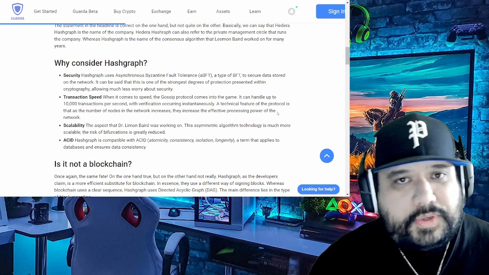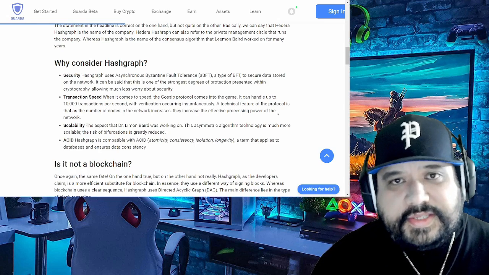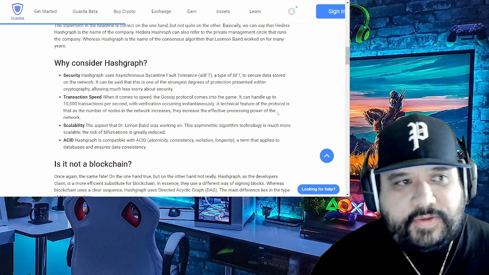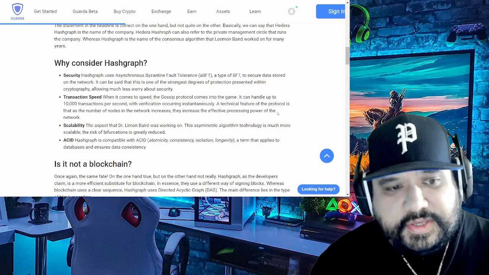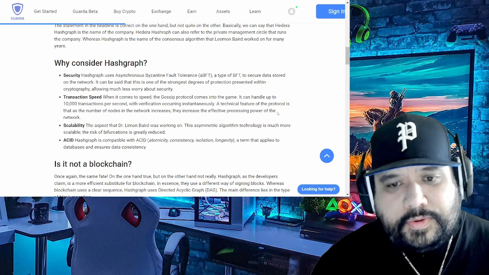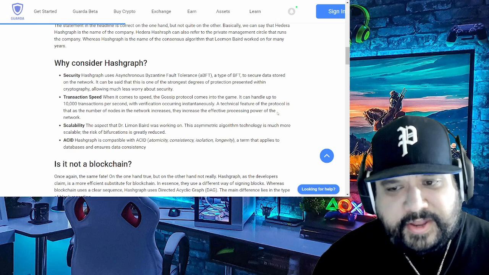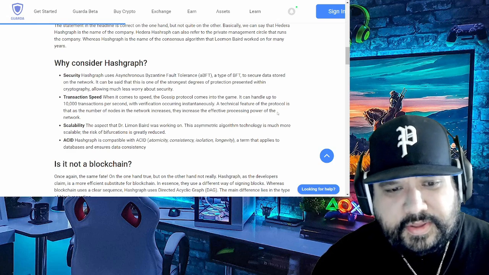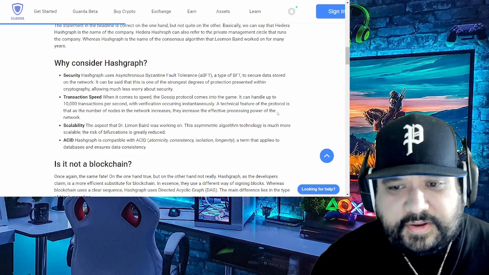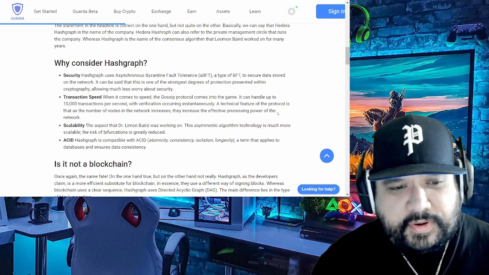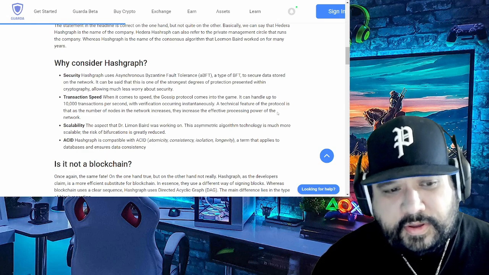Now, in regards to transaction speed, I've heard it from a few guys from the community. Shout out to Cool Cat Crypto. He says that he's tested this and that Hashgraph, or Hbar, is the fastest. And I believe him. He's got a lot of experience. Look at this, transaction speed. When it comes to speed, the gossip protocol, like we outlined earlier, comes into the game. It can handle up to 10,000 transactions per second, with verification occurring instantaneously. A technical feature of the protocol is that as the number of nodes in the network increases, they increase the effective processing power of the network.